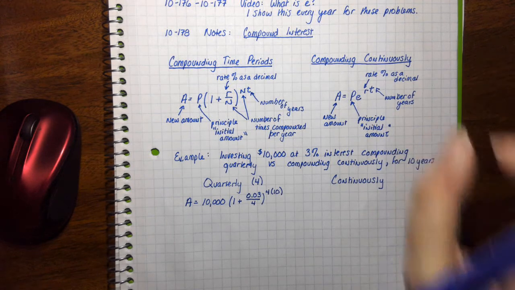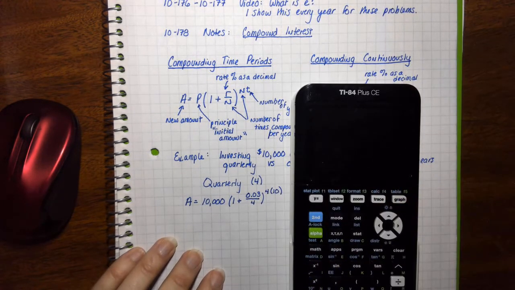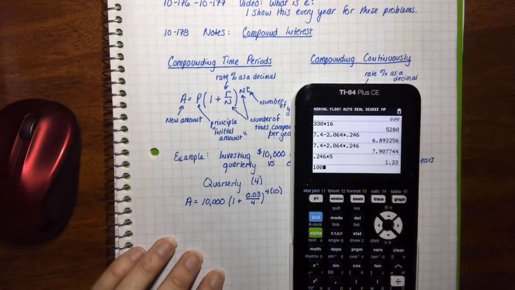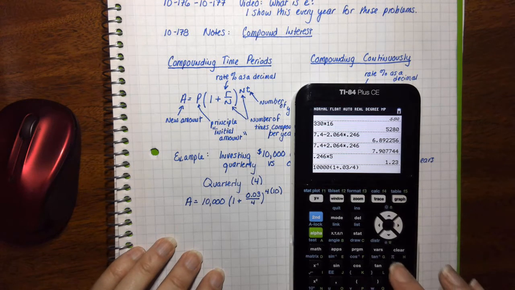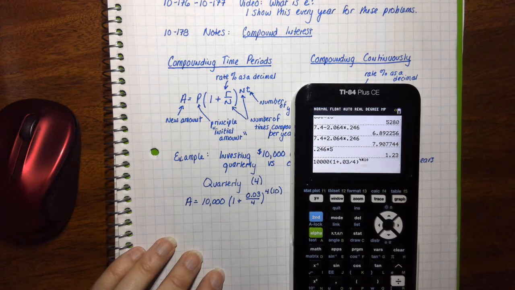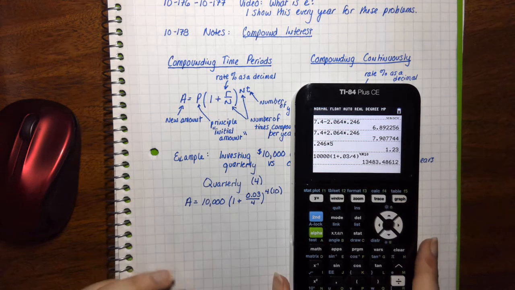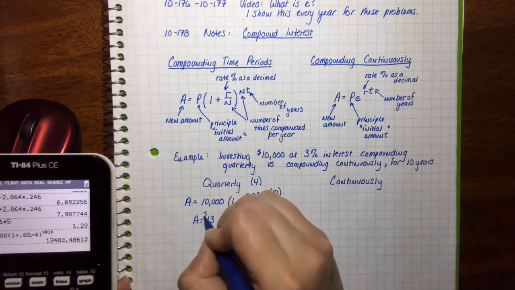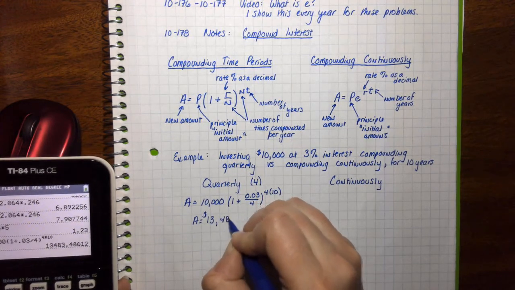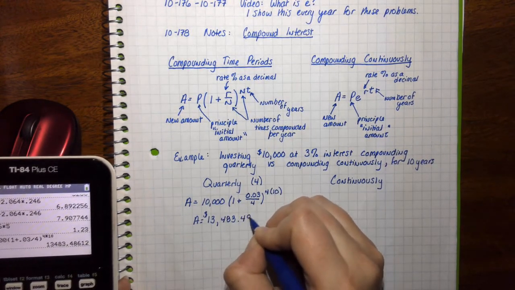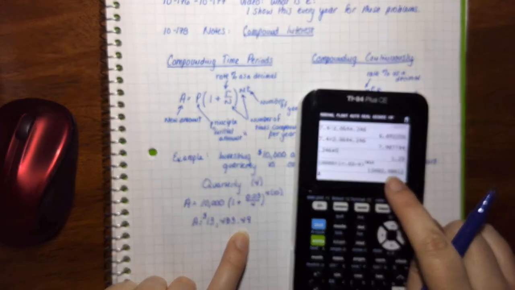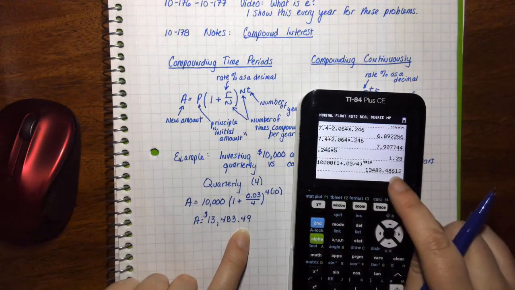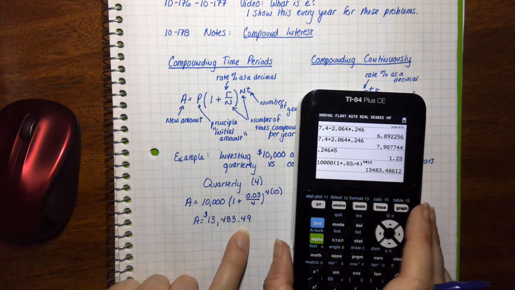Okay, let me show you how I do this in a calculator. 10,000, 1 plus 0.03 divided by 4 to the 4 times 10. And so after 10 years, she would have $13,483.49. For money, you always round to the hundredths place because that is the penny. So this is 486, so I'm going to do 49 cents.